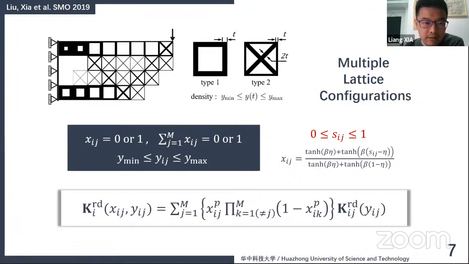And finally, with X and Y, two types of design variables defined, we can define a multi-material interpolation model, which is basically the same as we did in multi-material topology optimization. The only difference here is the interpolation is operated on stiffness matrix instead of Young's modulus.